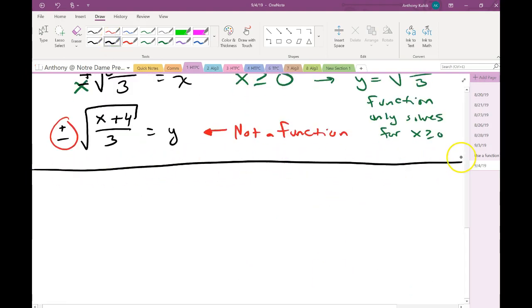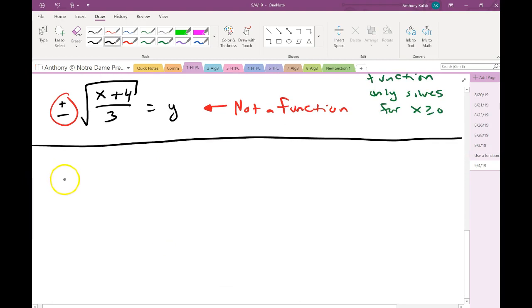Let's do another one. So what if we want to find the inverse for f of x equals the square root of 12x plus 5.